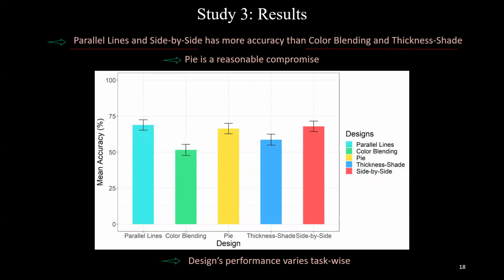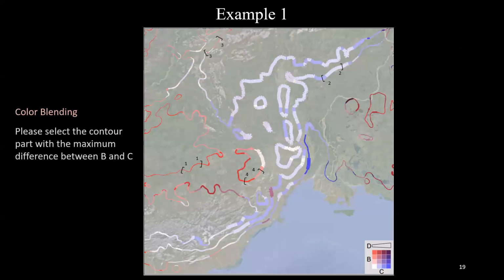Interestingly, design performance also varies from task to task, making one design better than the other in one task, but the opposite in another. Let's see an example where we need to select the contour part with the maximum difference between B and C. In color blending, the solution is to select the contour part with the most red or blue in it. As we can see, the regions 2 and 3 have lighter shades than 1 and 4, so they're eliminated. Now, between 1 and 4, it's a bit hard to choose one because both are reddish. And moreover, as you can see from the diagonally placed boxes in the legend, a darker shade can mean equal or similar amount of B and C.